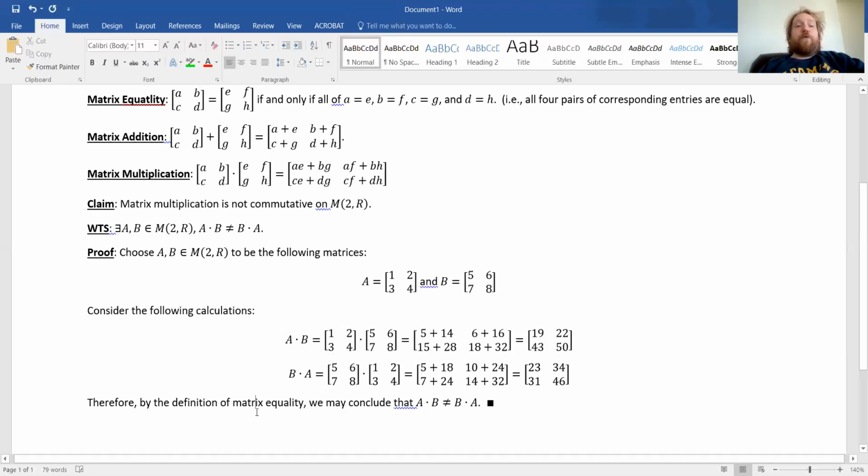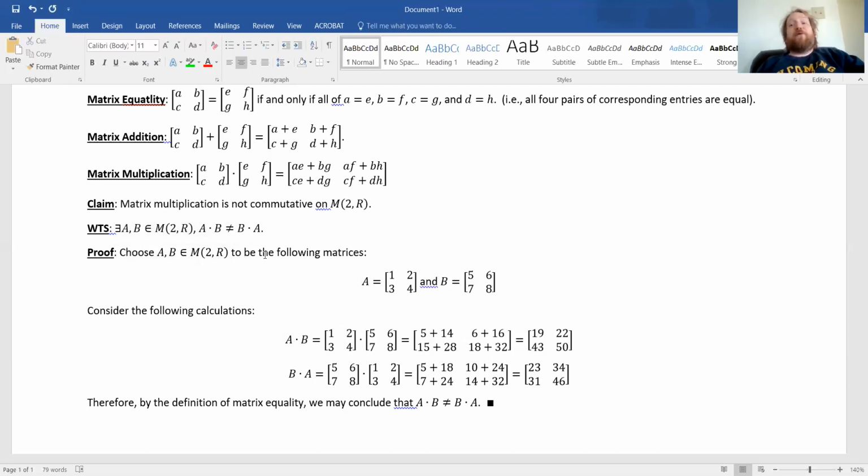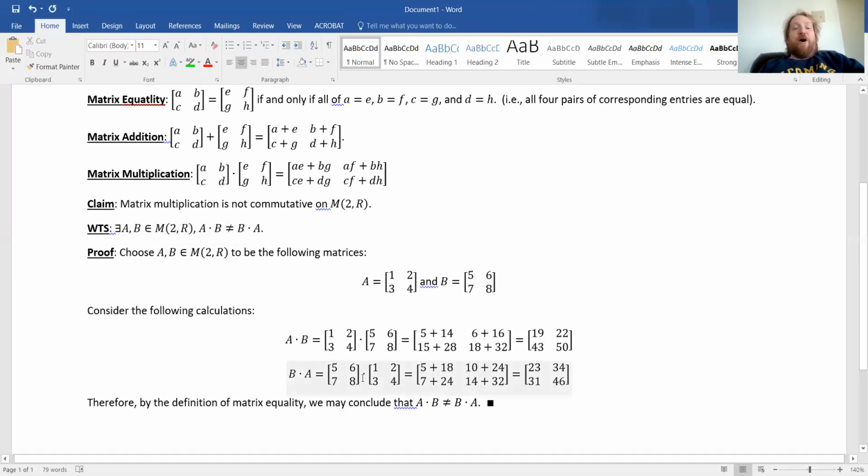And that ends the proof, because we did what we needed to. We chose 2 matrices A and B, and we calculated A times B and B times A separately, and we showed that A times B was not the same matrix as B times A. So that is enough to prove that matrix multiplication is not commutative on the set M2R. More to follow.